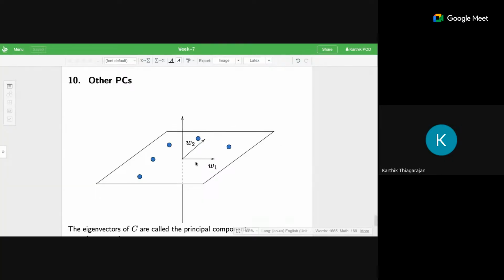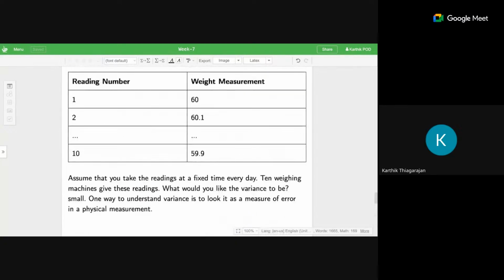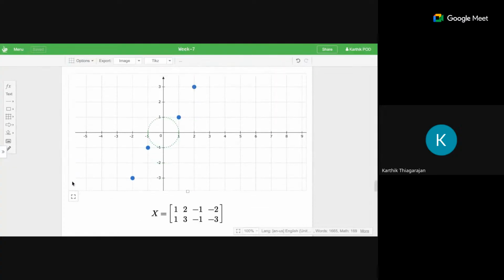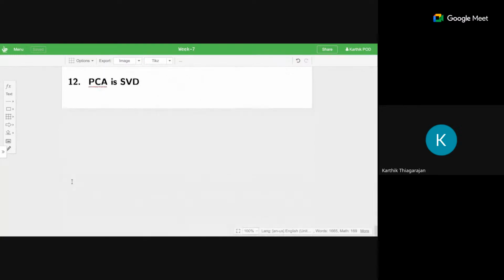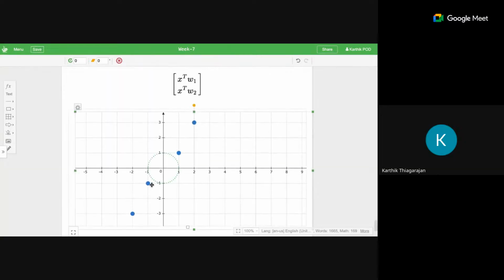Yeah, on that plane. So what is xi transpose W1 going to mean? The projection onto that W1 line. Okay, so for example, let's do this visually. Otherwise, it will be very hard. Let's take this example. I'll just assume that we have computed the principal components. Yes, this is the principal component.